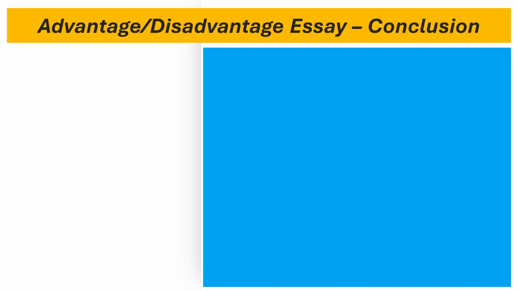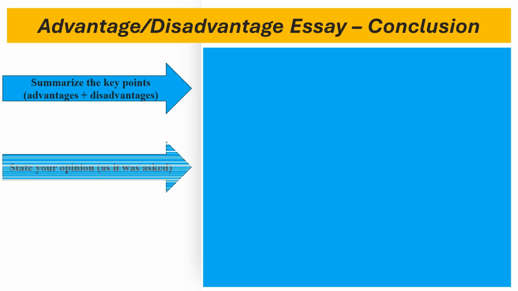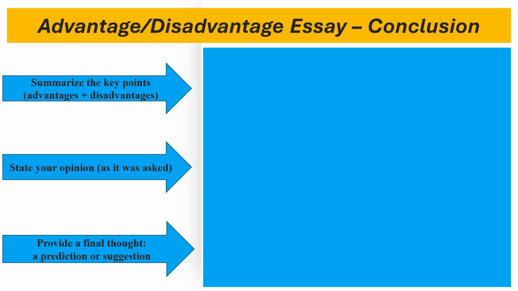A good conclusion should summarize the main points of both body paragraphs first. Then, if an opinion is required, it should be provided. Finally, the essay can be ended with a recommendation, suggestion, or a prediction. So first, we will try to summarize the main points, and this can be done in the following way.